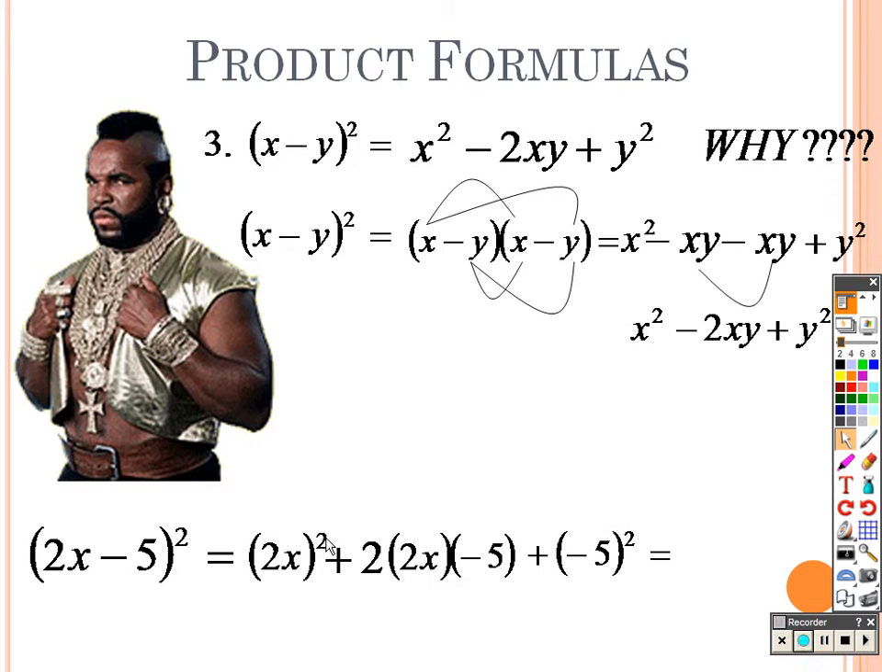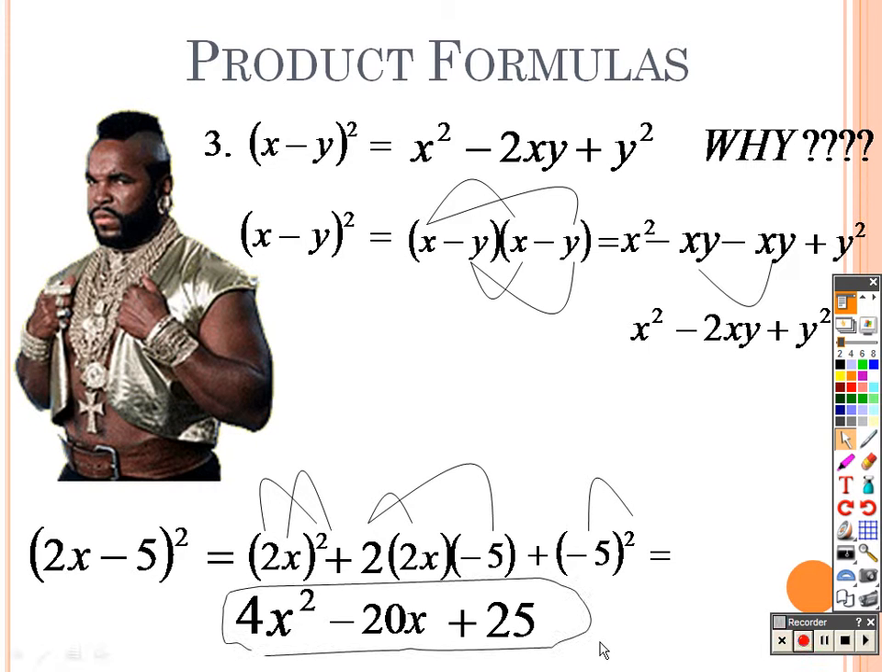So when I try to simplify this, I take the exponent through to everything. And 2 squared is 4. And x squared is x squared. 2 times 2 is 4. 4 times a negative 5 is a negative 20x. And negative 5 squared is a positive 25. And there's your answer.